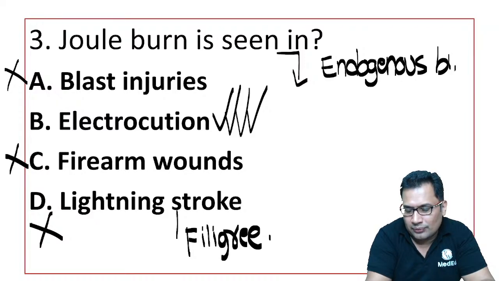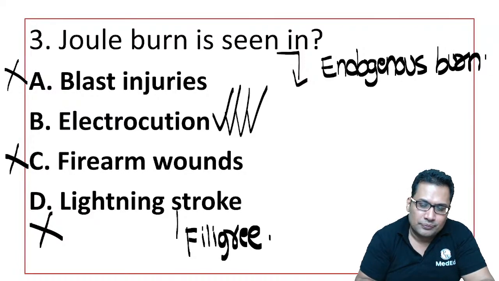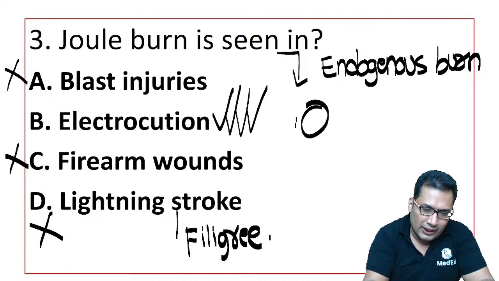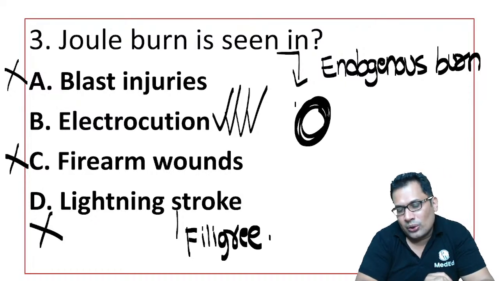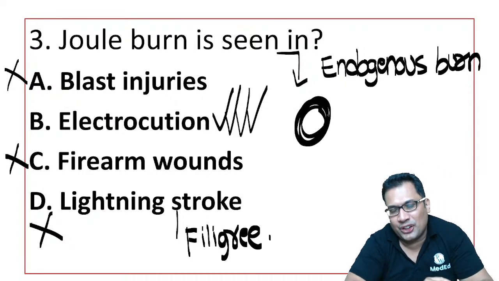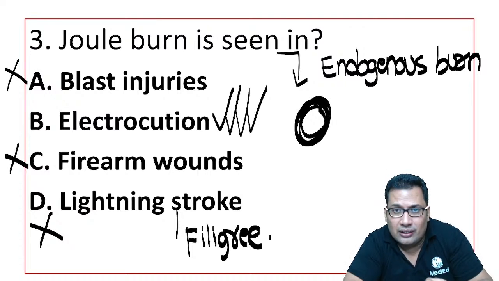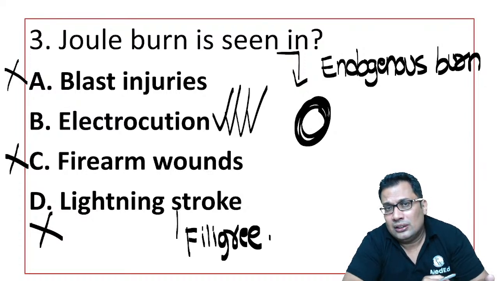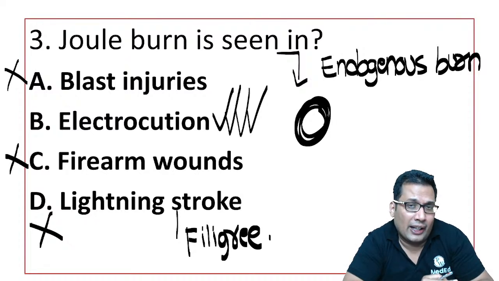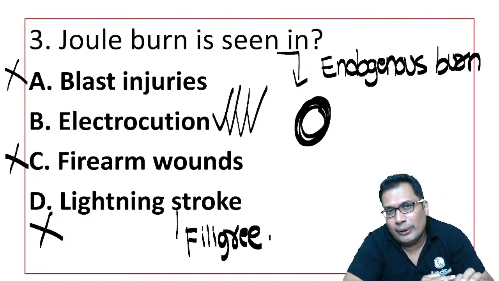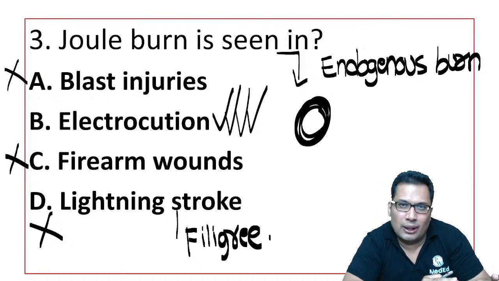Endogenous burn. Like this it is seen. So blackish endogenous burn at the entry of electric current. When electric current enters the body, the skin is a very important insulator. It provides resistance against the electric current. So there will be formation of joule burn. Okay.